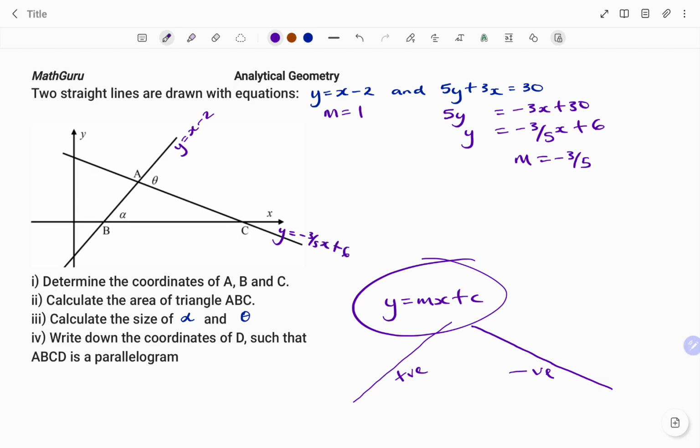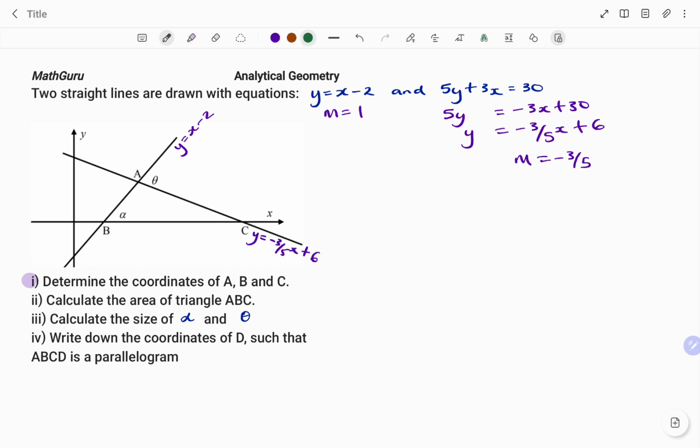Now back to our question. The first part says, determine the coordinates of A, B, and C. Starting with coordinates of A, if you look at point A, both lines are intersecting at A, and what that means is if I tag the first equation y1, and I tag the second equation y2, I'm going to say at point A, the equation of the first straight line will be equal to the equation of the second graph, y2.